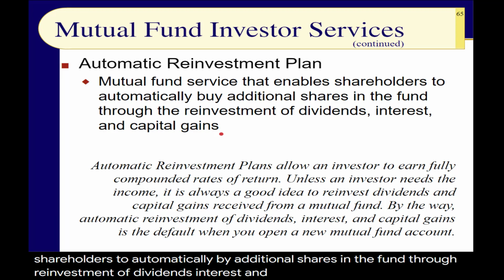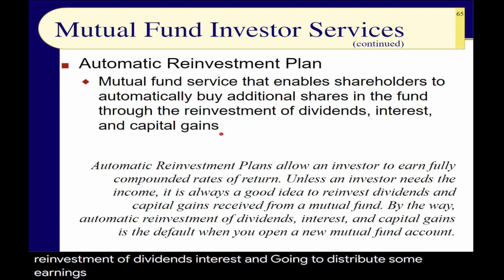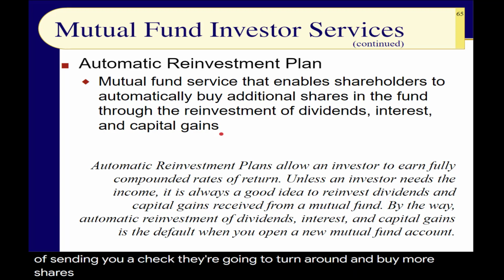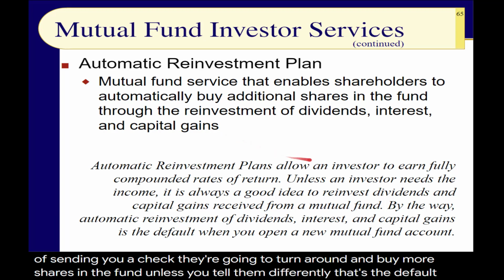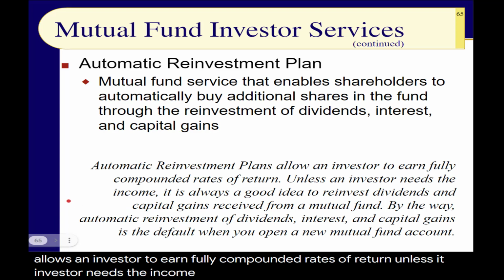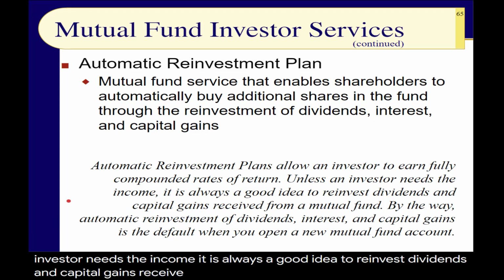So what's going to happen is they're going to distribute some earnings, some dividends, some interest, some capital gains. And instead of sending you a check, they're going to turn around and buy more shares in the fund. And unless you tell them differently, that's the default. It allows an investor to earn fully compounded rates of return. Unless an investor needs the income, it is always a good idea to reinvest dividends and capital gains received from a mutual fund. And as we said, that's the default.